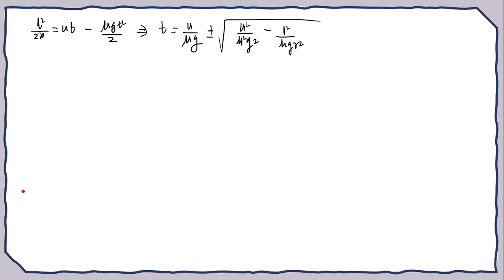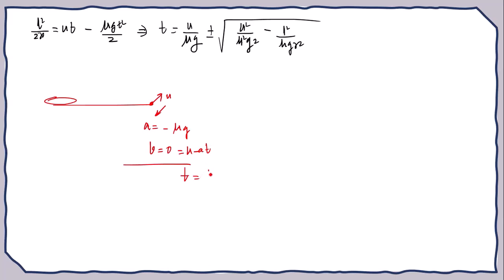Now, here you have to decide between the plus and minus sign. See, this is the cylinder and here I am projecting this disk in this direction with velocity u. Because the retardation acts in this direction, a equals minus mu g, eventually the particle will stop, that is v will be 0. After what time? v should be equal to u minus a t, so t should be equal to u by mu g. So after u by mu g time, the particle will eventually stop.